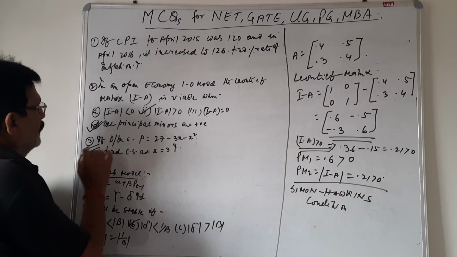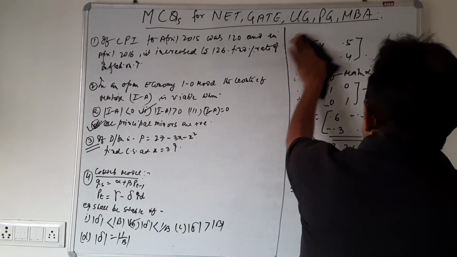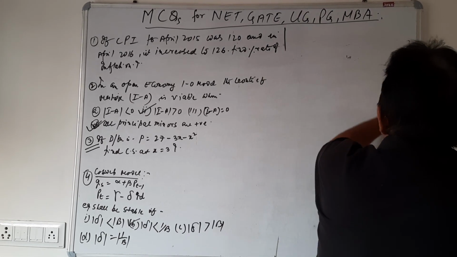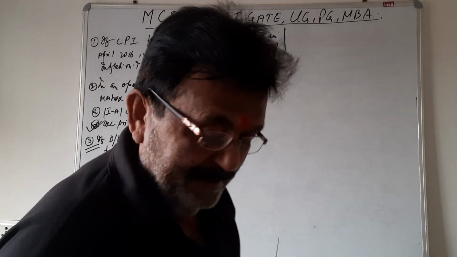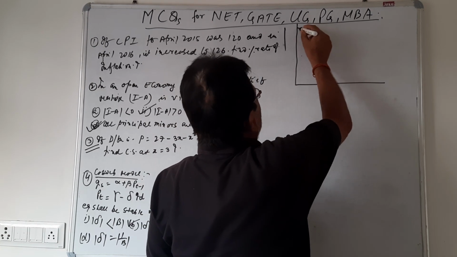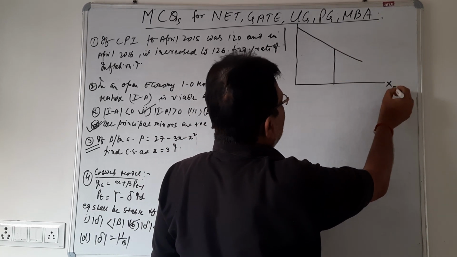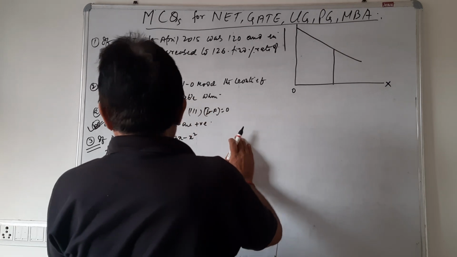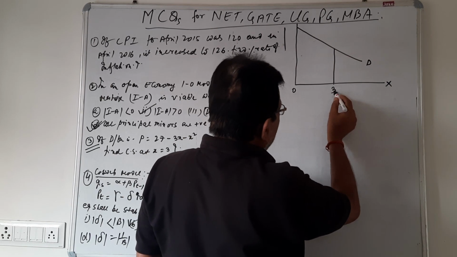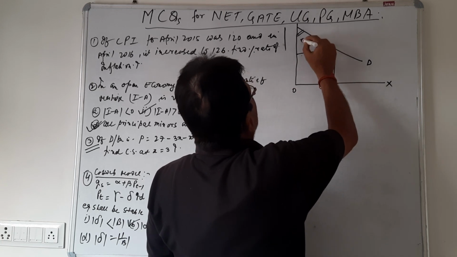Now this is related to consumer surplus, which will involve a little bit of integral calculus. Here we are given the demand function, and at a particular price we have to find the consumer surplus. This is the demand function, and the quantity is given as 3. Corresponding to this quantity, we shall calculate the price, and this is the consumer surplus.